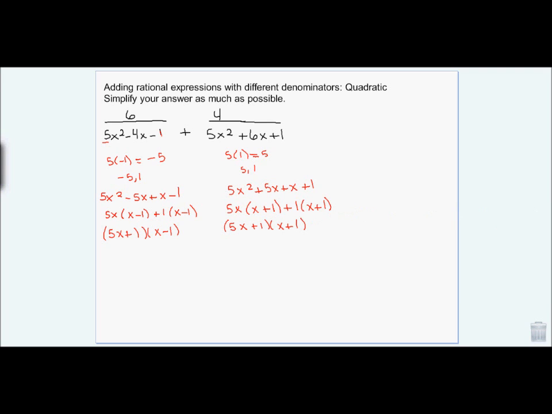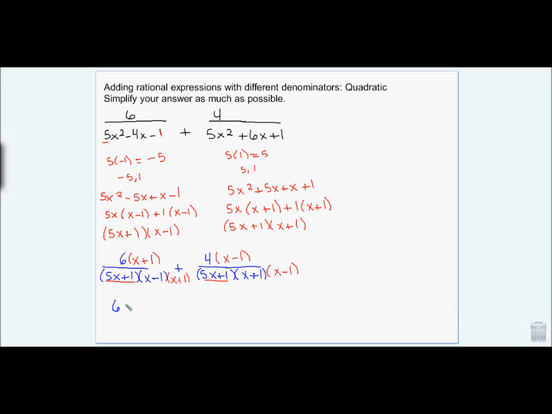So now I'm going to go ahead and rewrite these as 6 over (5x plus 1)(x minus 1) plus 4 over (5x plus 1)(x plus 1). Now, as you can see, both of these fractions have 5x plus 1 in common. So in order to give these a common denominator, I only have to deal with this x minus 1 and this x plus 1. So I'm going to multiply this by x plus 1, and this by x plus 1. And I'm going to multiply this by x minus 1, and this by x minus 1.